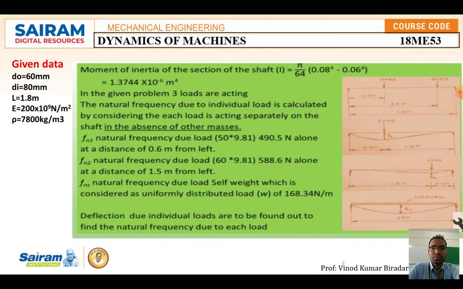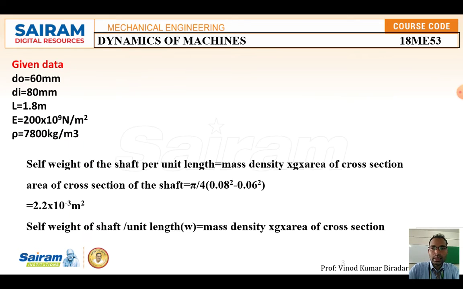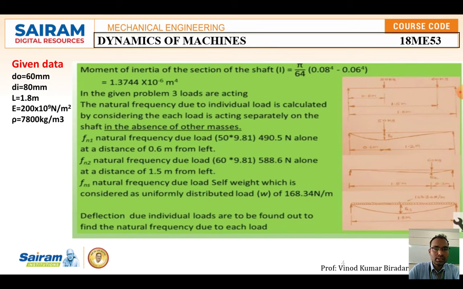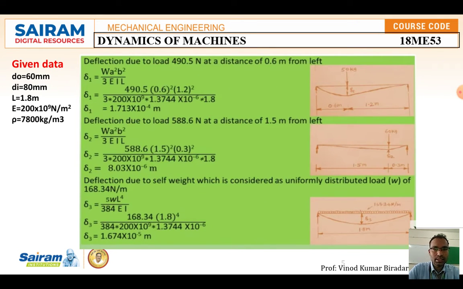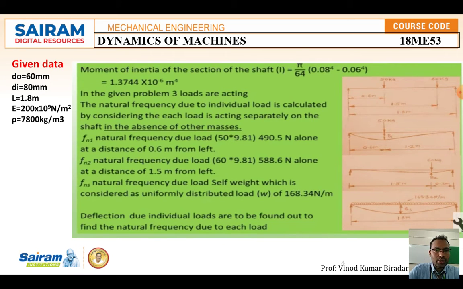Here, three different loads are acting on this element. Three forces are acting on the given beam: one is 50 kg, the second is 60 kg, and one is the self load. So the natural frequency due to the individual load is calculated by considering each load acting separately.